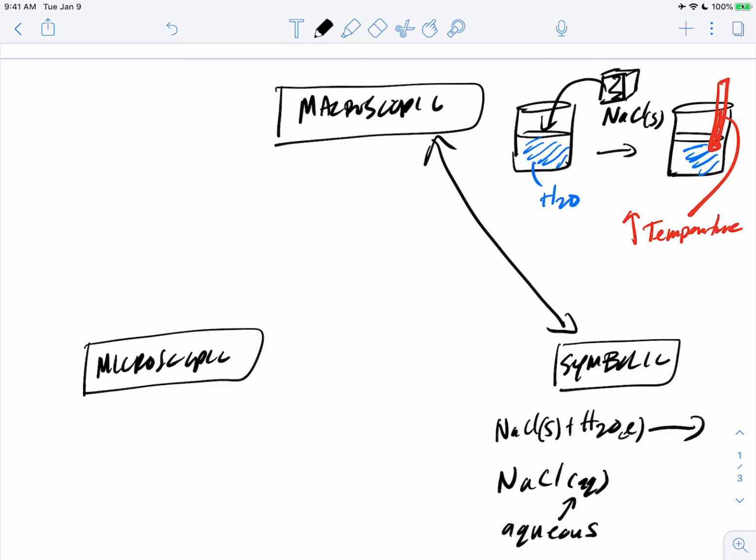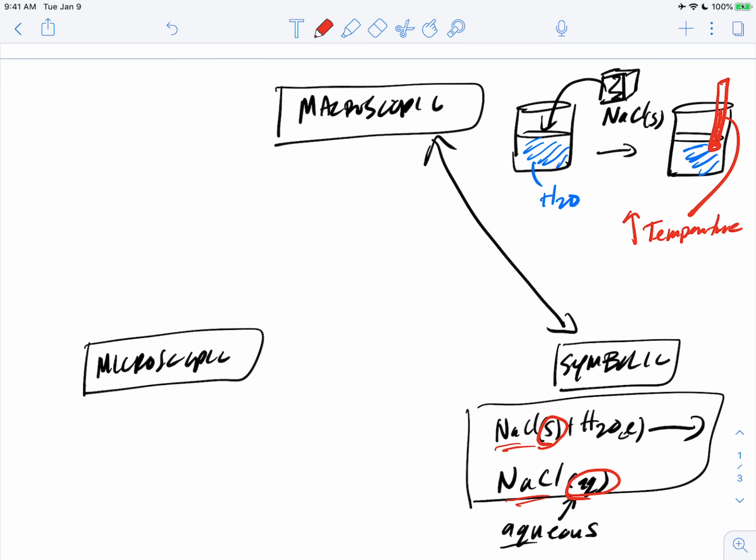And aqueous is basically a solid that is dissolved into water. So it's (aq), and this is our symbolic representation. What we can tell that's different here is that we go from NaCl solid to NaCl aqueous. So we know that NaCl is still there, but based on this symbolic representation, it kind of looks like Na and Cl are still bonded together, which is not the case at all.